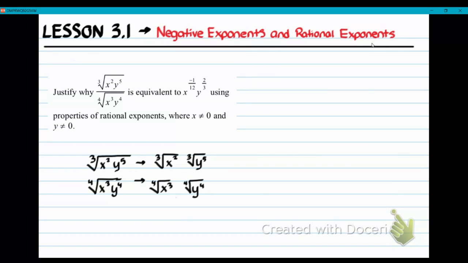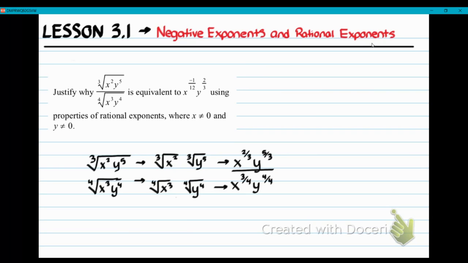So now what I'm going to do is I'm going to change both of those radicals, or all 4 radicals, to be rational exponents. So each of them are going to be power, which are all the exponents, over root, which are all the root indexes that are attached to the radical in the front. So my first one would be x to the 2 over 3 times y to the 5 over 3. In the denominator would be x to the 3 over 4 and y to the 4 over 4.